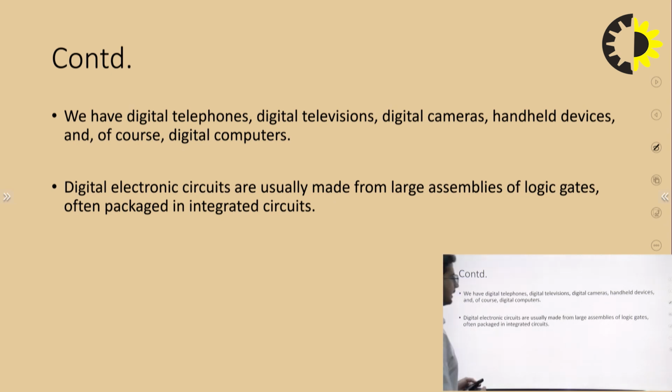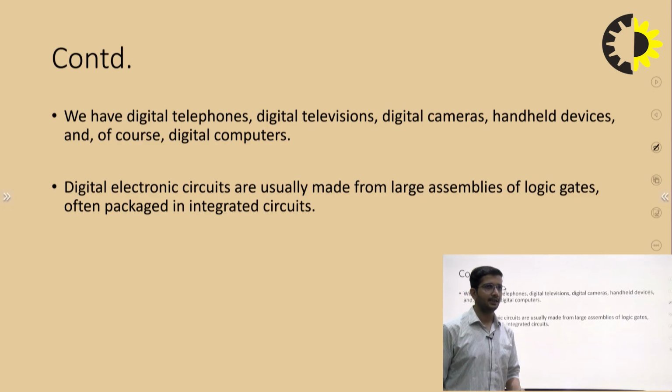Nowadays we are using mobile phones, digital television, digital cameras, smart watches. These all are digital in nature. Digital electronic circuits are usually made from large assemblies of logic gates, and these are fabricated in ICs, package form. IC is the integrated circuit. There are thousands of millions of logic circuits or other circuits designed.